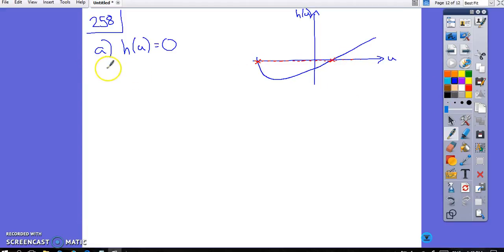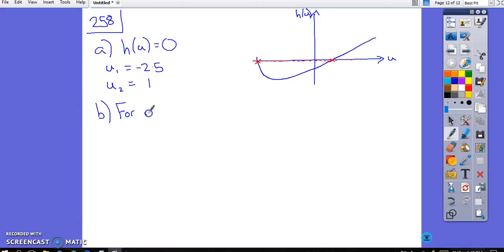As we have 2 solutions, I'll number them. Our first one is u1, which looks to be negative 2.5. And our second one, u2, is at 1. So for both of these values of u, the function value is 0.